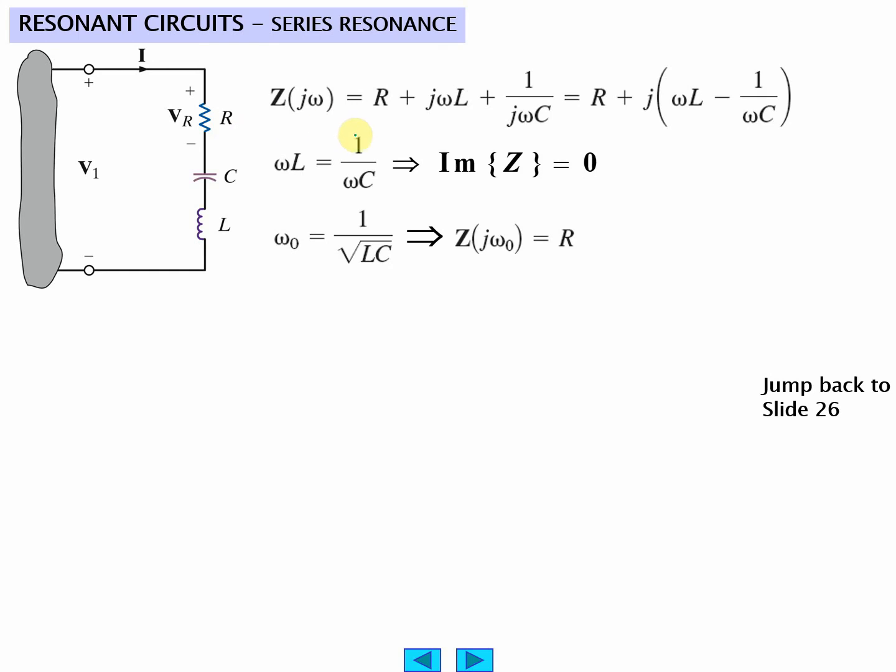So we can write Z like so, and we have an imaginary part of Z and the real part of Z. Omega naught is going to be root 1 over LC when it makes this term equal 0. The imaginary part equals 0. Yes, that's resonance. Right here is resonance.